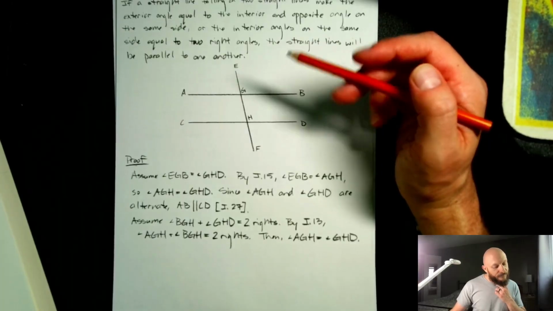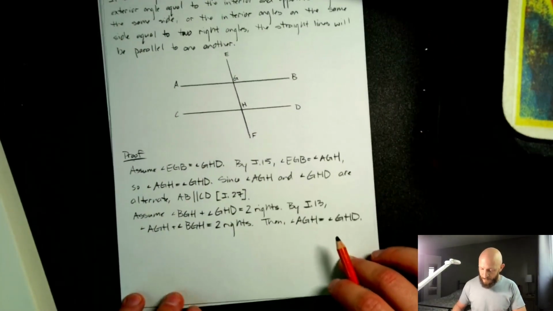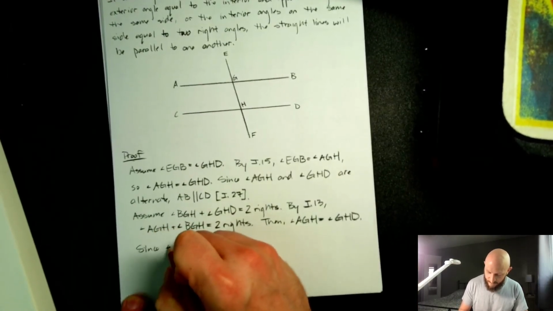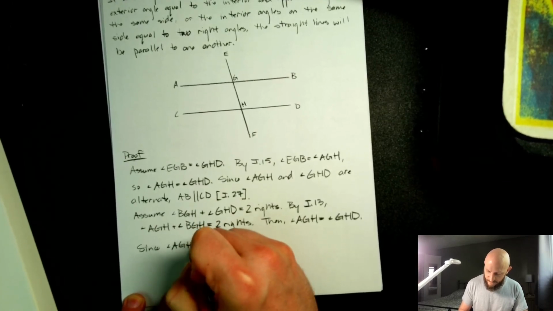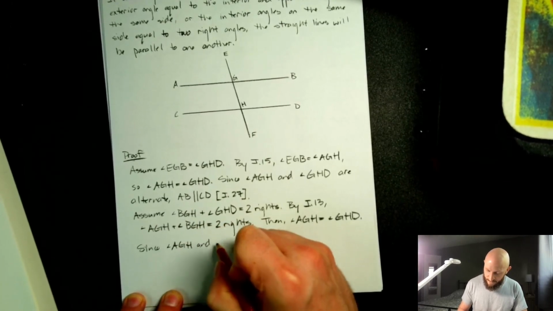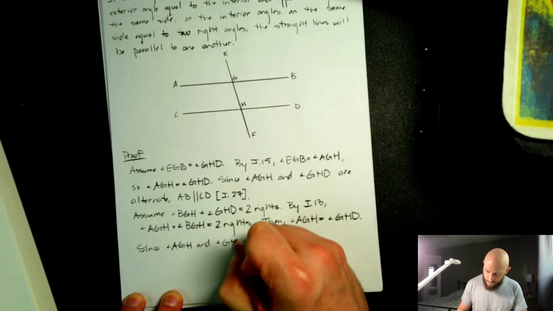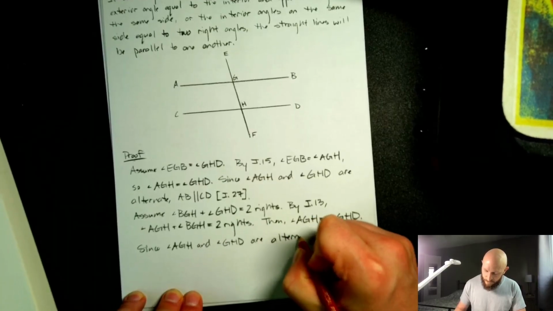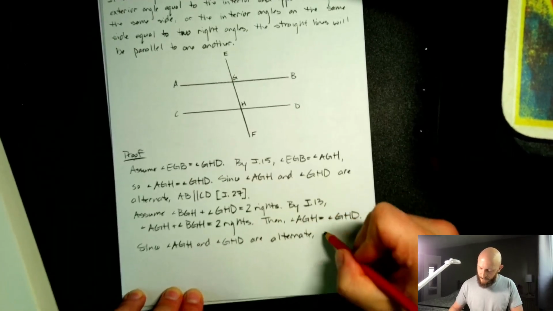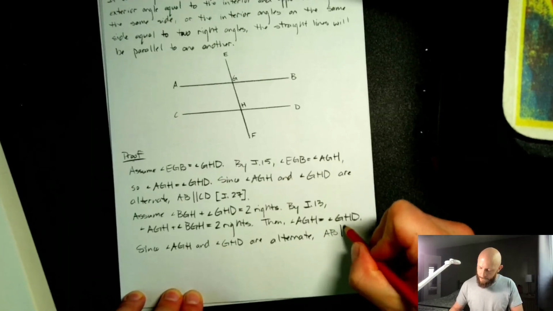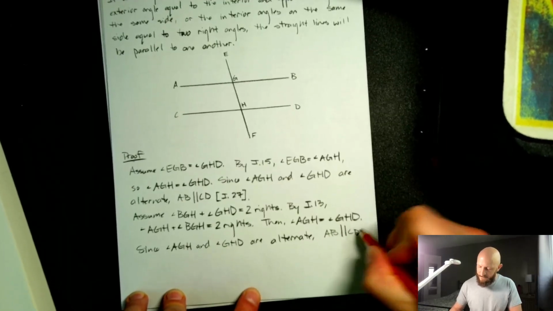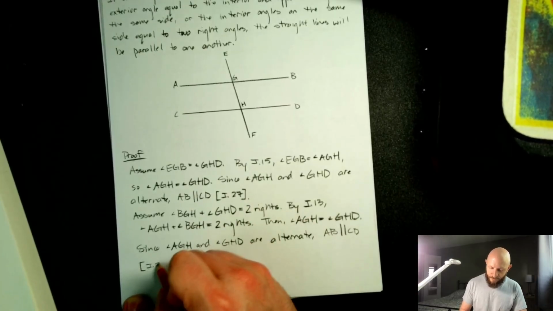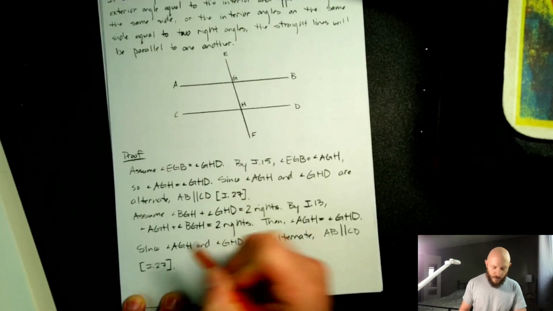And again, these are alternate. So since angle AGH and angle GHD are alternate, the conclusion follows: AB is parallel to CD. And again, that's the same reason as earlier, Prop 27.